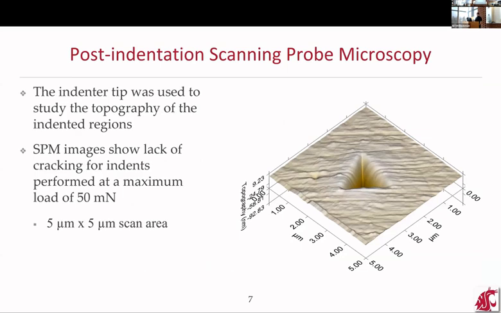To further investigate the possibility of cracking with my maximum load of 50 millinewtons, we did some SPM imaging. With the MRNP high load transducer, I did a single indent of my standard load function. Then I came back with the low load cell and performed SPM imaging of a 5 micron by 5 micron scan area. As the figure shows in detail, we can't see any large cracks or large deformations.